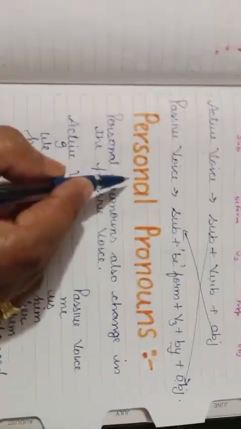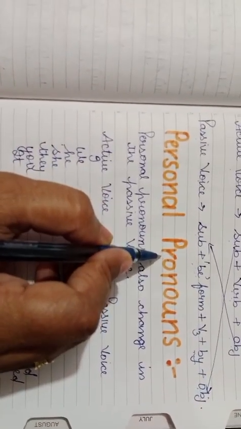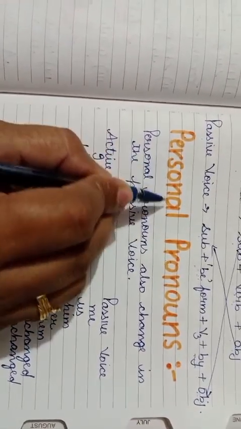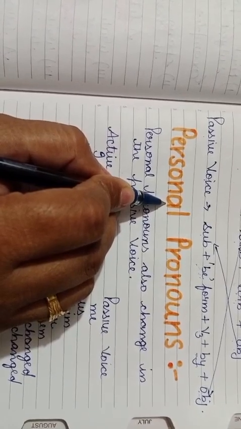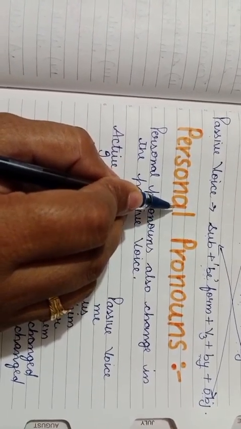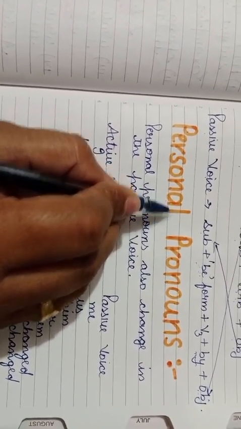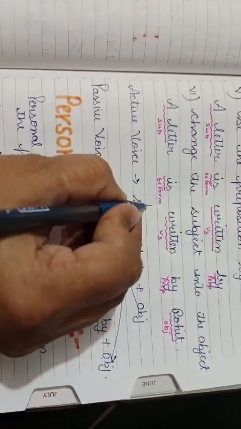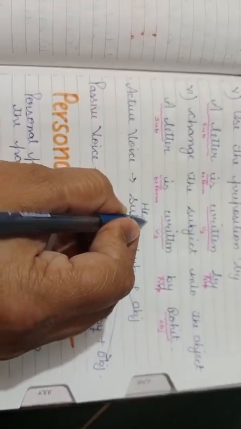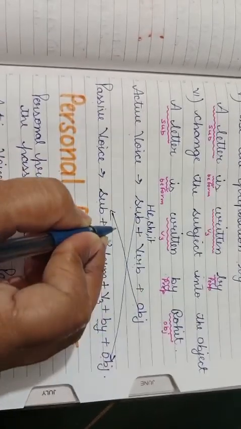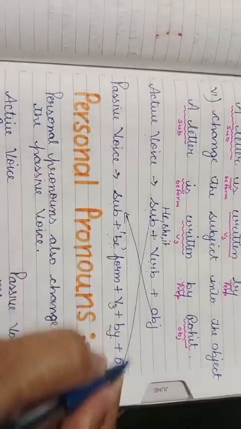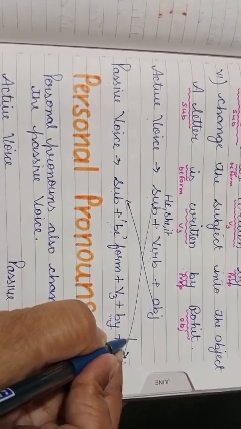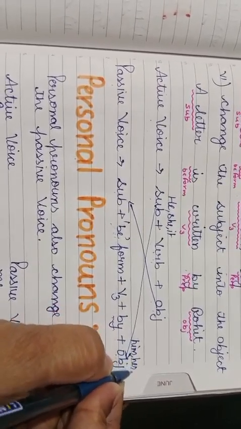One thing more beta, personal pronouns. We have already discussed in the pronouns that one kind of pronoun is personal pronouns. So what are the personal pronouns? Like I, we, she, it, you, they. So these personal pronouns will also change in the passive voice. Means if here the subject is he or she or it may be any personal pronoun, then in the object of the passive voice it will change. So it will change into him, her or it.